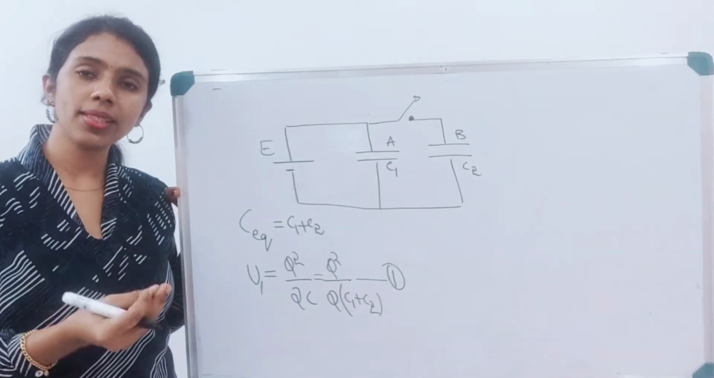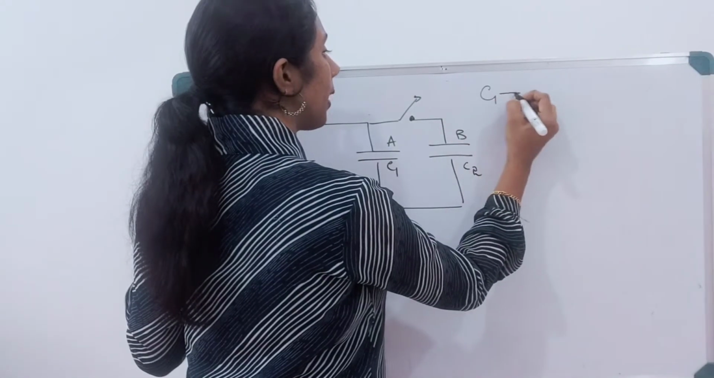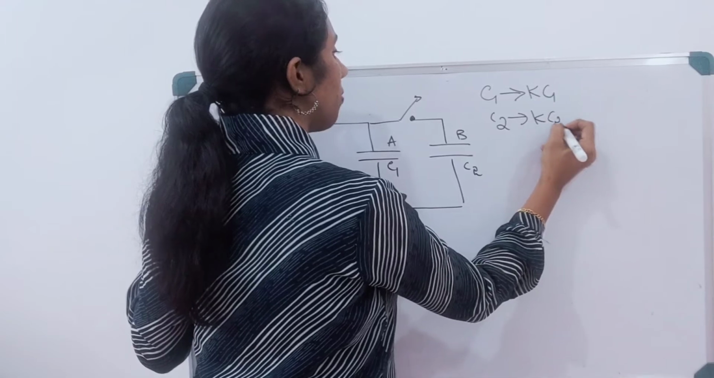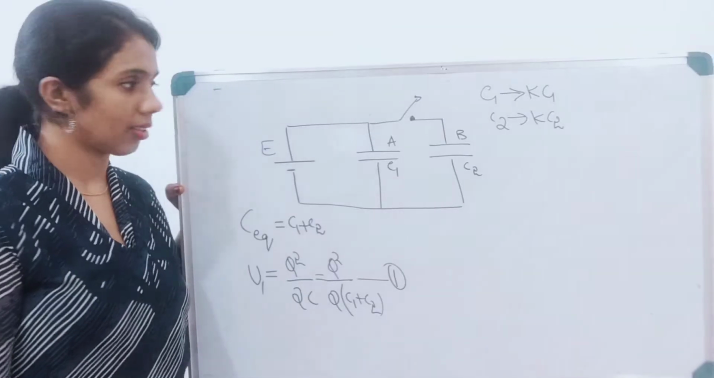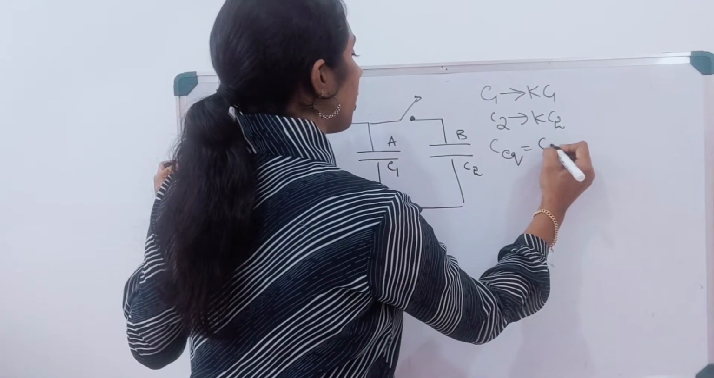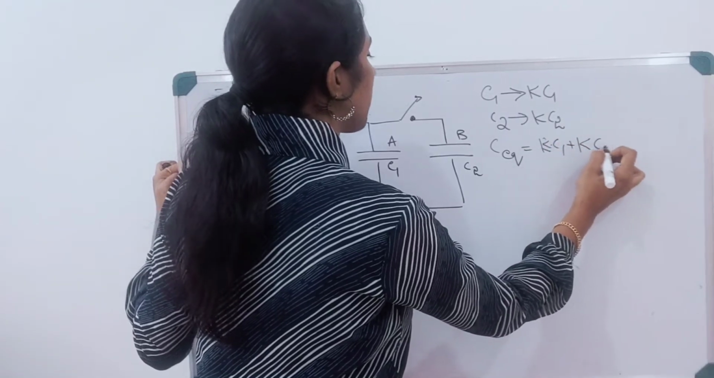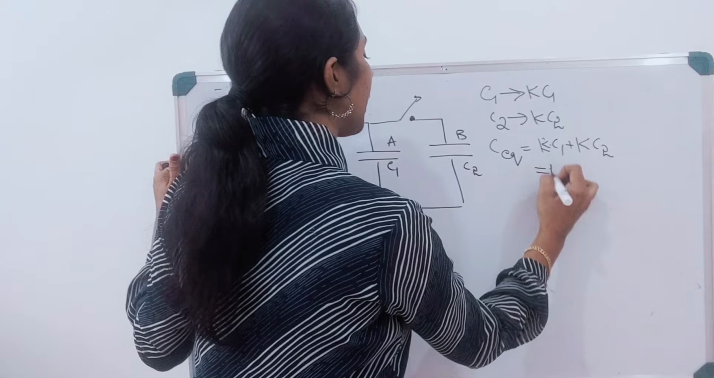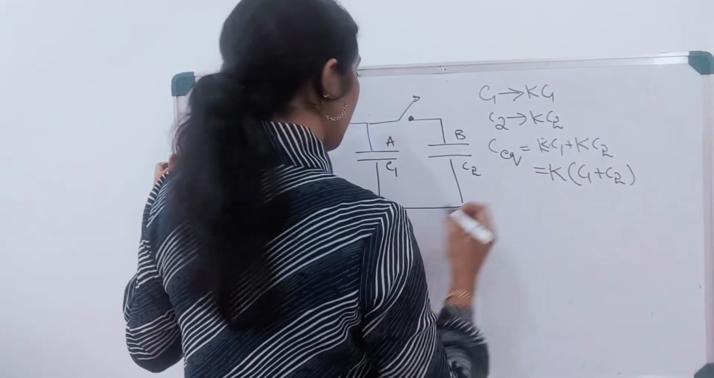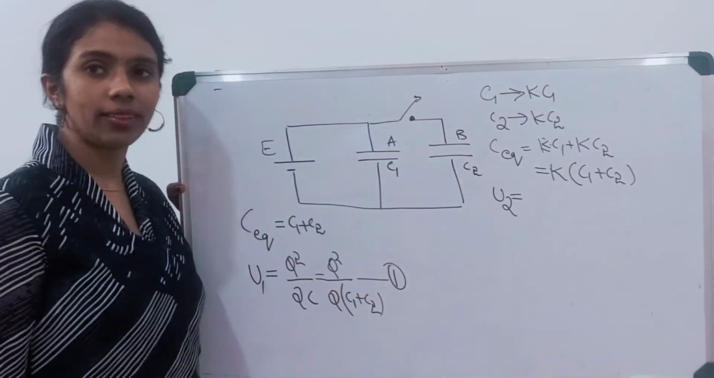Now we are introducing a dielectric in between the capacitors. So C1 becomes KC1 and C2 becomes KC2, where K is the dielectric constant. Now the equivalent capacitance in this case is equal to K into C1 plus K into C2. Where K is common, we can take it outside. So the equation becomes K into C1 plus C2.